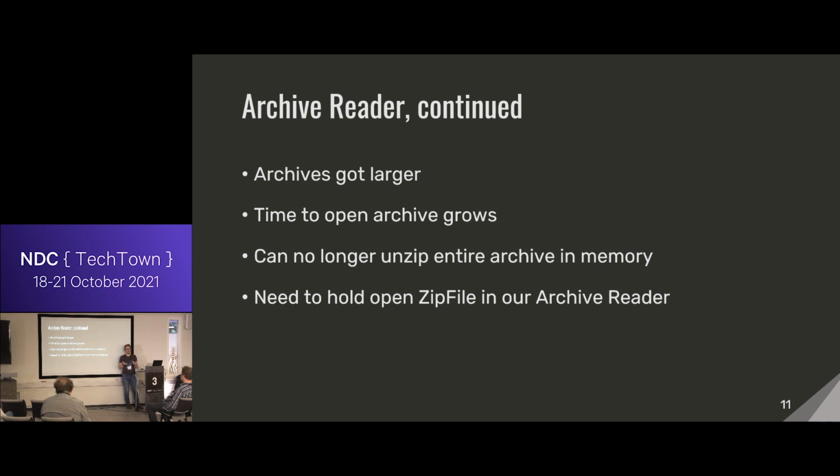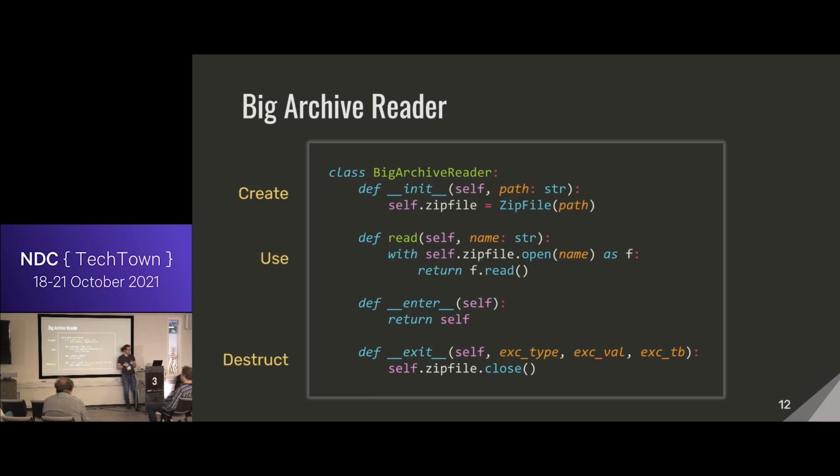We had to open a zip file, store it as a member variable in our class, and only then read the files when we want to. This created a bit of a change in our archive reader. Now in the constructor, all we have to do is open the zip file.